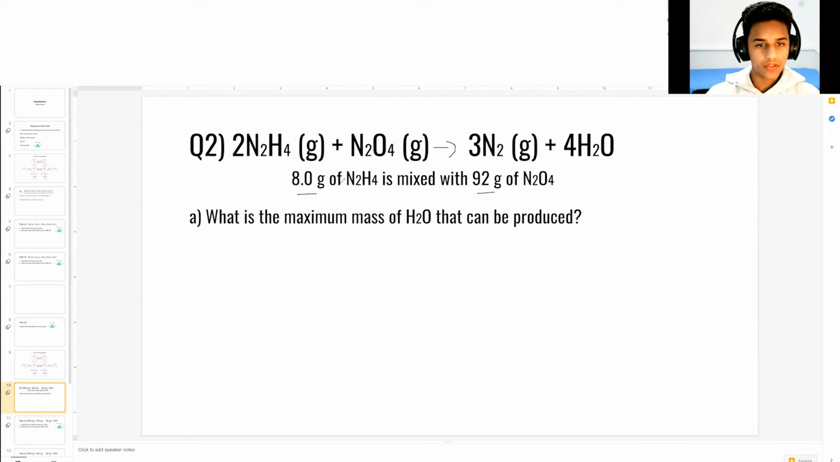We have 8 grams of N2H4 mixed with 92 grams of N2O4. So the question is, what is the maximum mass of H2O that can be produced? This is the same question as question B that we had in the last question, but the last question had question A and question B. So this is both of them combined in one question.